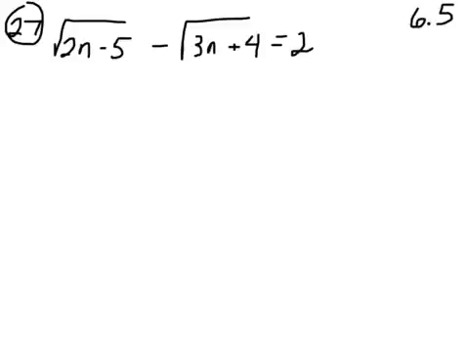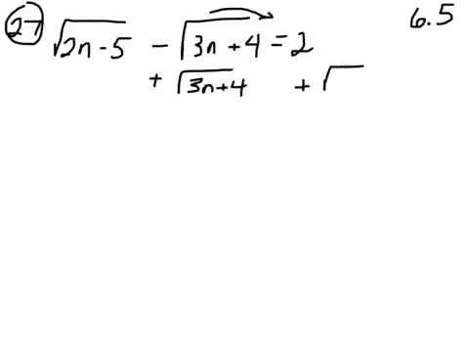All right, on 6.5, number 27, we're asked to solve this, and if it has no real solution, we're supposed to say that. So let's see what happens here. Now we notice that we've got two radicals, and we never want to leave those on the same side of an equation. So I'm going to move this one over to the other side by adding square root of 3n plus 4 to both sides.